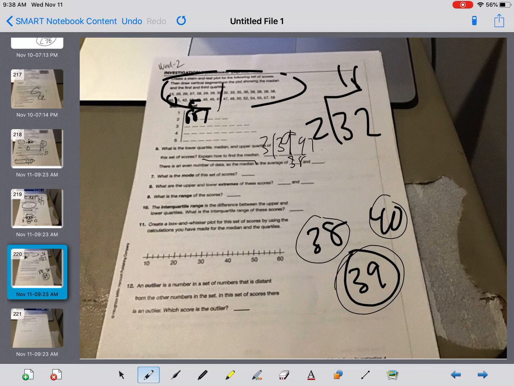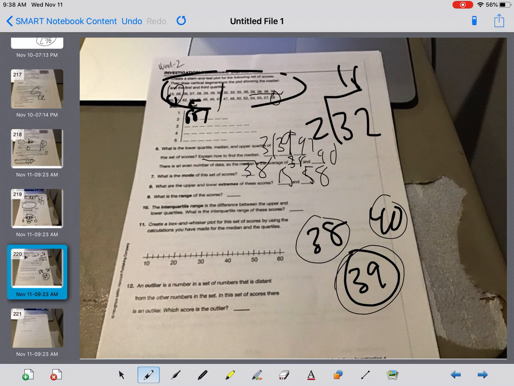How do we find the median? There is an even number of data, so the median is the average of 38 and 40. Okay, what is the mode of this set of numbers? Remember, mode means most. So we had that big long list of 38s, guys. That one had appeared 4 times, so that's the mode.